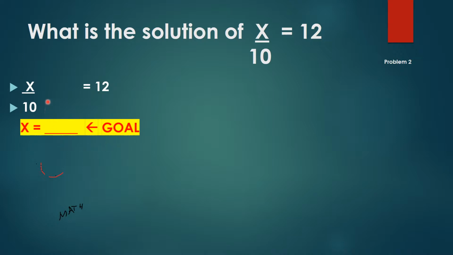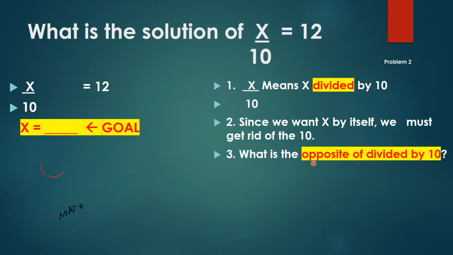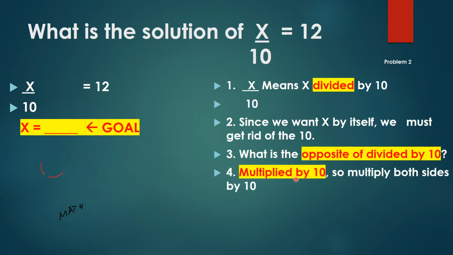So let's go back to our equation. Here's x divided by 10. And so since I want x all by itself, I've got to get rid of that divided by 10. So I ask myself, what is the opposite of divided by 10? Think about it. What is opposite of divided by 10? Well, it's multiplied by 10. So we're going to multiply both sides of the equal sign by 10. So here come our times 10s on both sides of our equal sign. What we do to one side of the equal sign, we have to do to the other side of the equal sign.